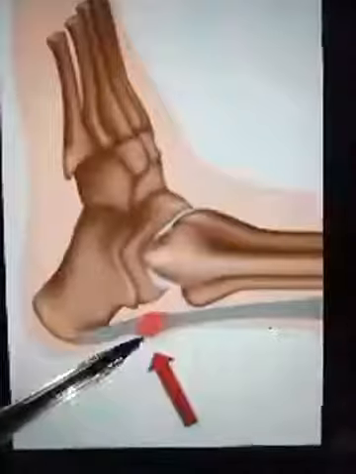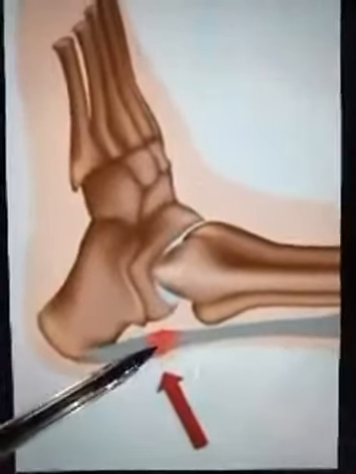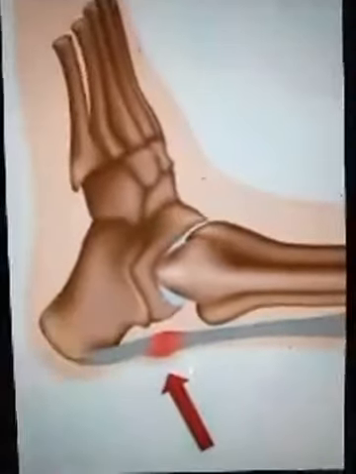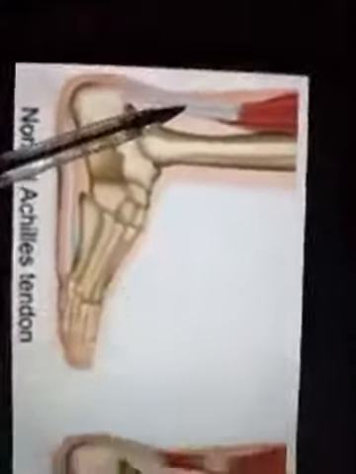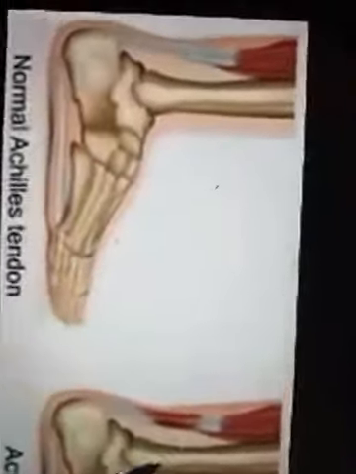Here you can see the swelling and the redness that show there's inflammation. You can see another one here. This is a normal Achilles tendon, and then we can see the inflamed Achilles tendon.